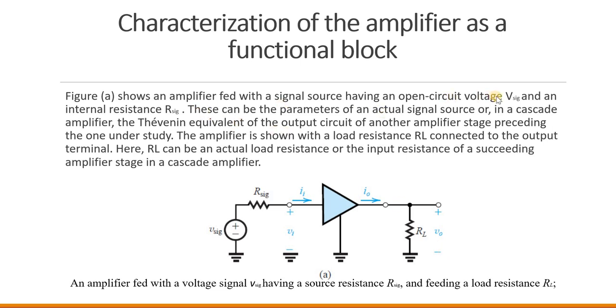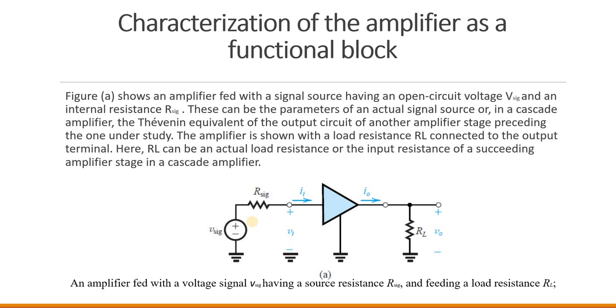which is having a signal source, open circuit voltage V signal, and an internal resistance R signal. These can be the parameters of an actual signal source, or in a cascade amplifier, the Thevenin equivalent of the output circuit of another amplifier stage preceding the one under study. So this is the circuit which is under study. Similar to this, one more amplifier will be connected. Such a type we call cascading. The amplifier is shown with the load resistance RL connected to the output terminal. Here RL can be an actual load resistance or the input resistance of a succeeding amplifier stage in a cascade amplifier.